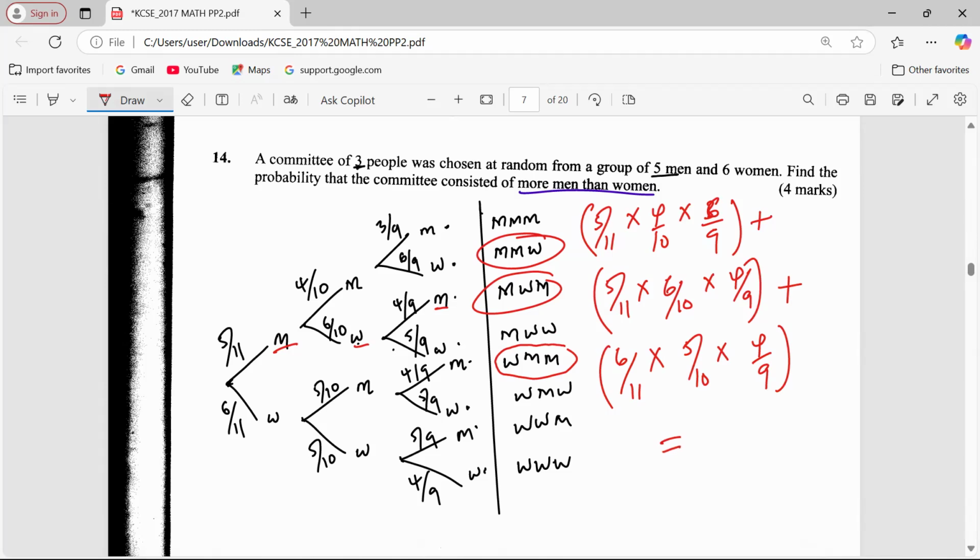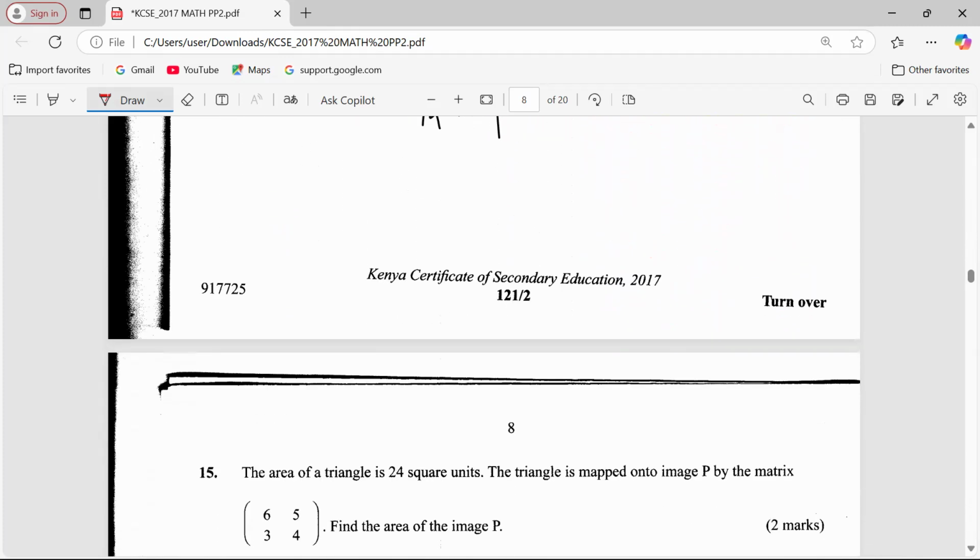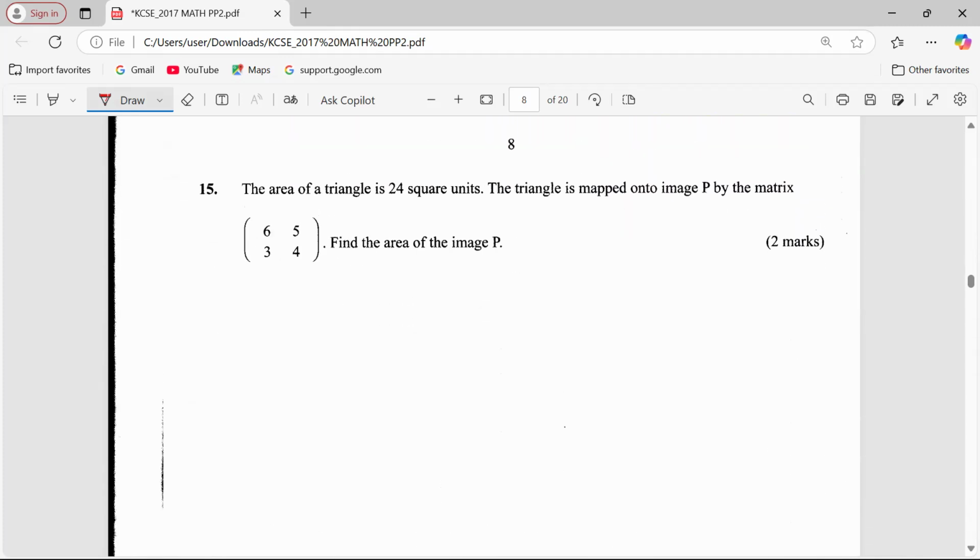And when we add, now we shall be getting 4 over 11. I hope that one is well computed. You can confirm, you people. Just confirm whether we have done it right.